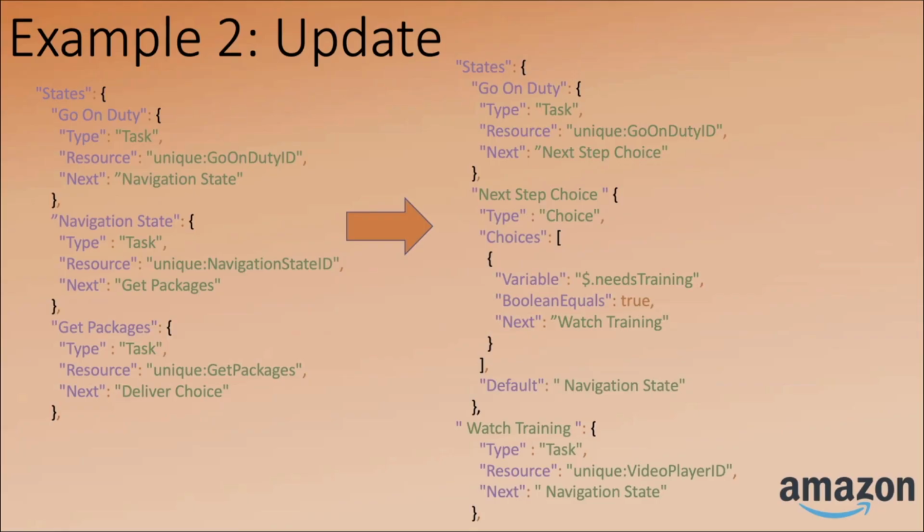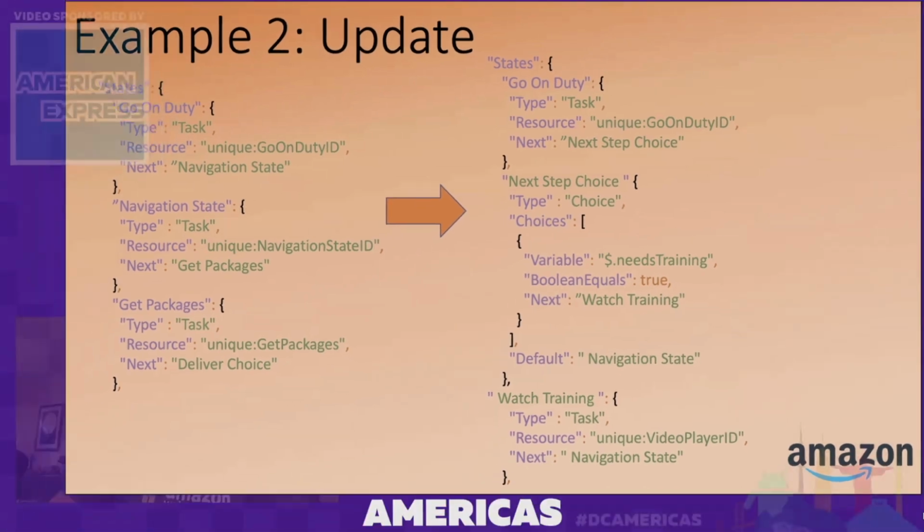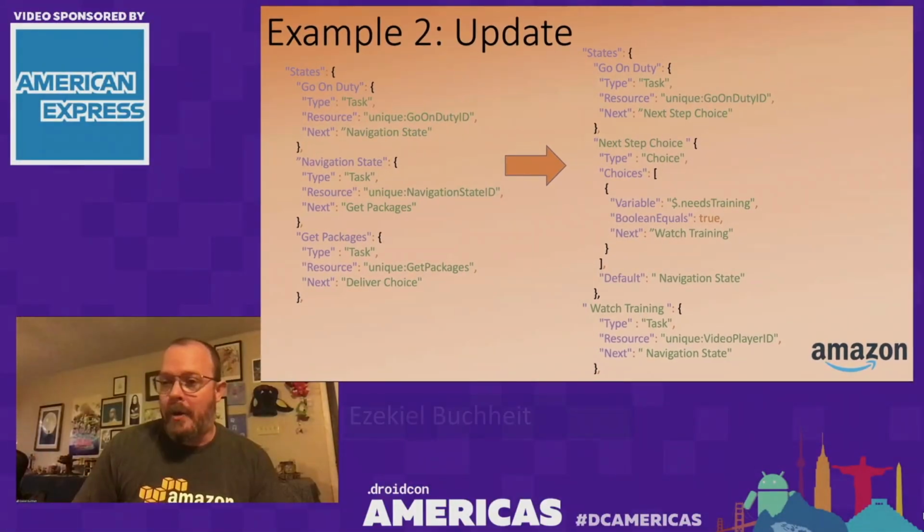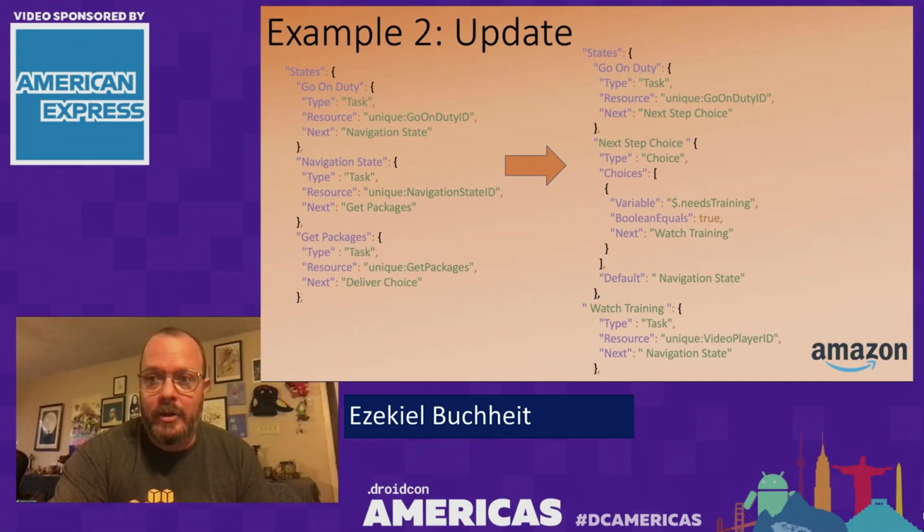So here where we have go on duty, instead of going immediately to drive and pick up your packages, we have a new choice. And this choice state says, hey, do you need training? Once again, it's a Boolean. If you need training, watch this training video. And then we have this watch training task. Now, these values hopefully are passed in after you go on duty, you've logged in, it grabs some information from the back end. It goes, have we trained this driver yet? Have we not? I don't know. If we haven't, let's go ahead and do it. If we have, we can skip this training video.